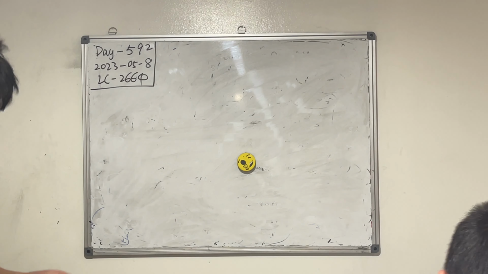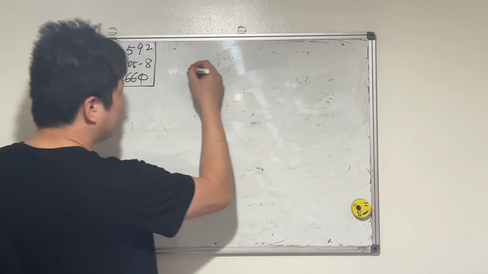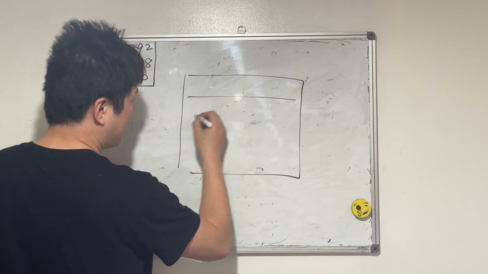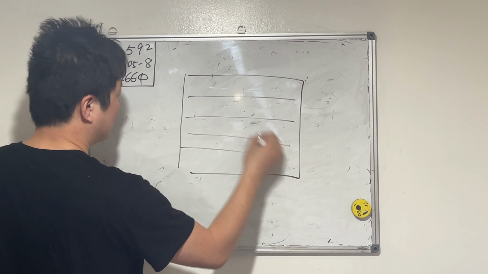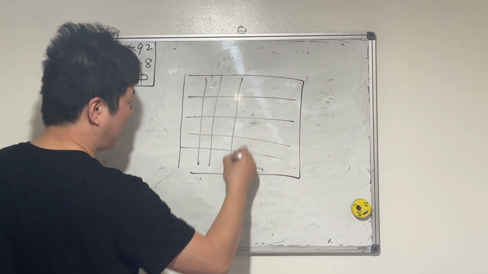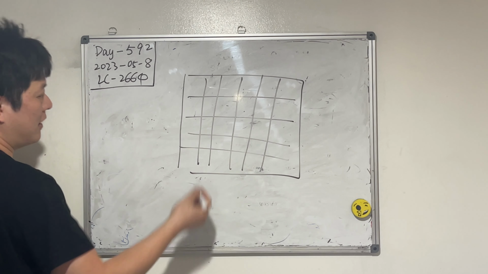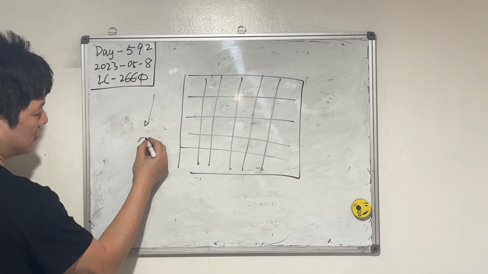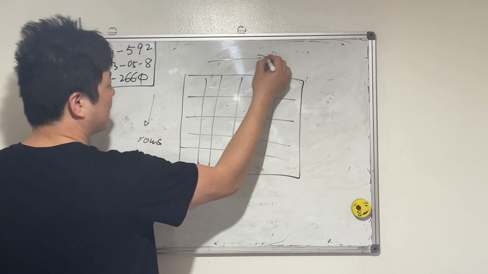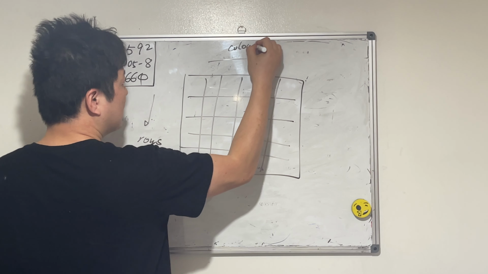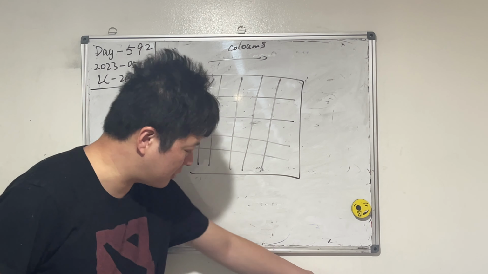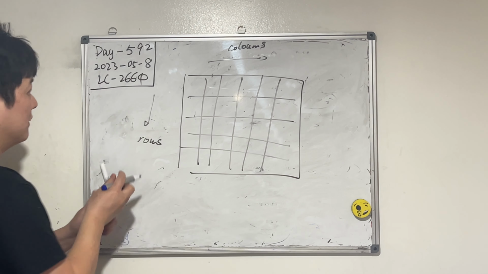Okay, so we are given a grid, right? You know chess, right? We are given a grid with a number of rows and columns. That's not square though. Okay, so now just imagine we have a knight.